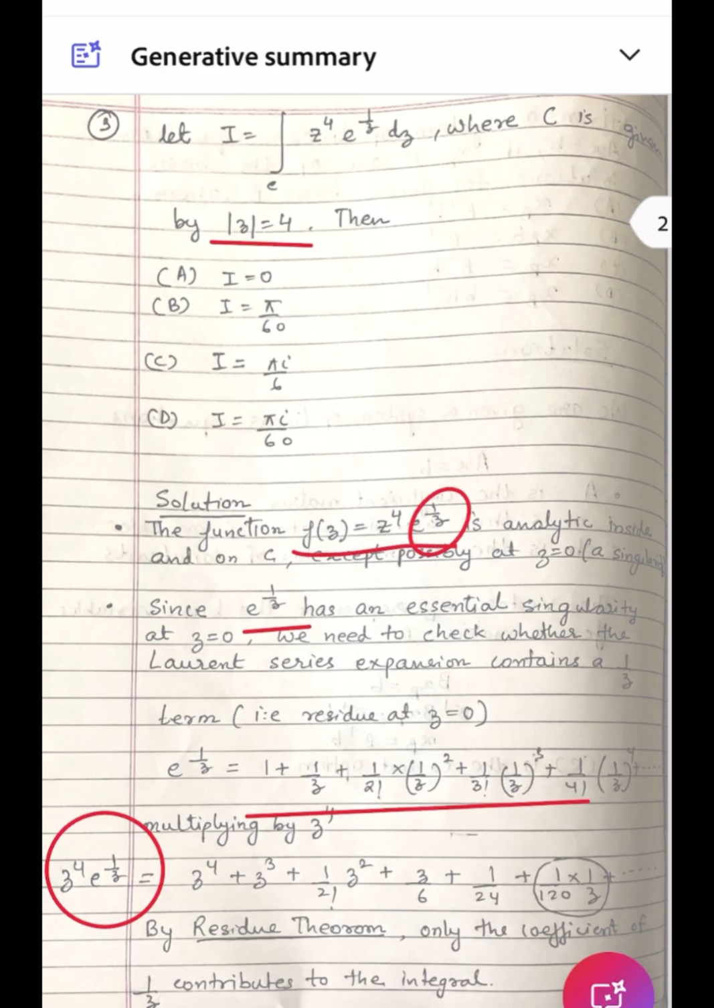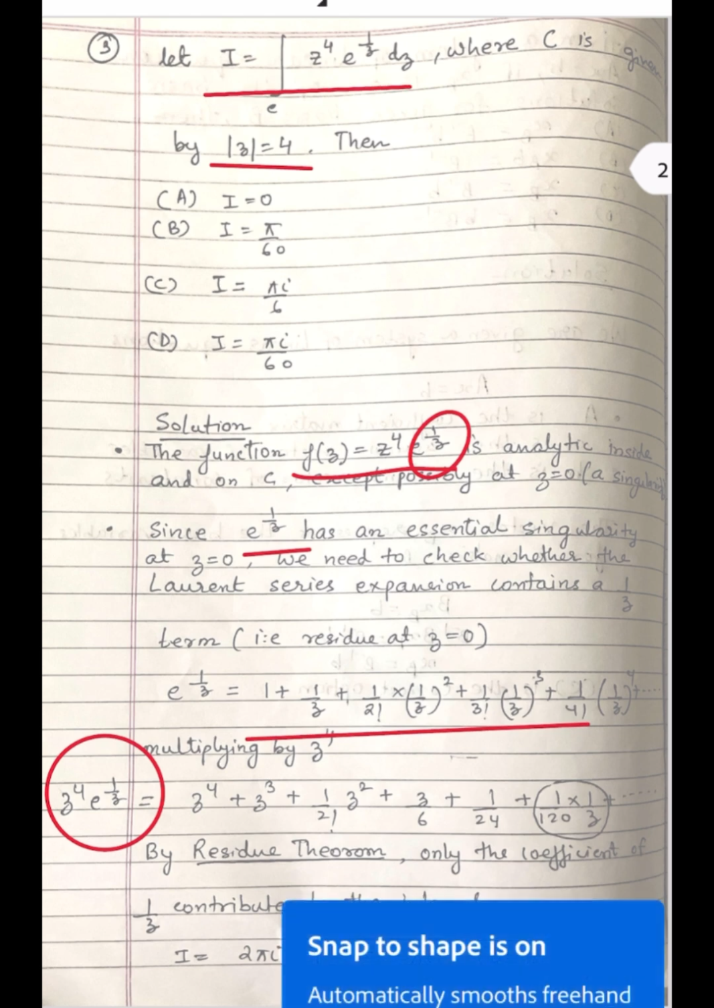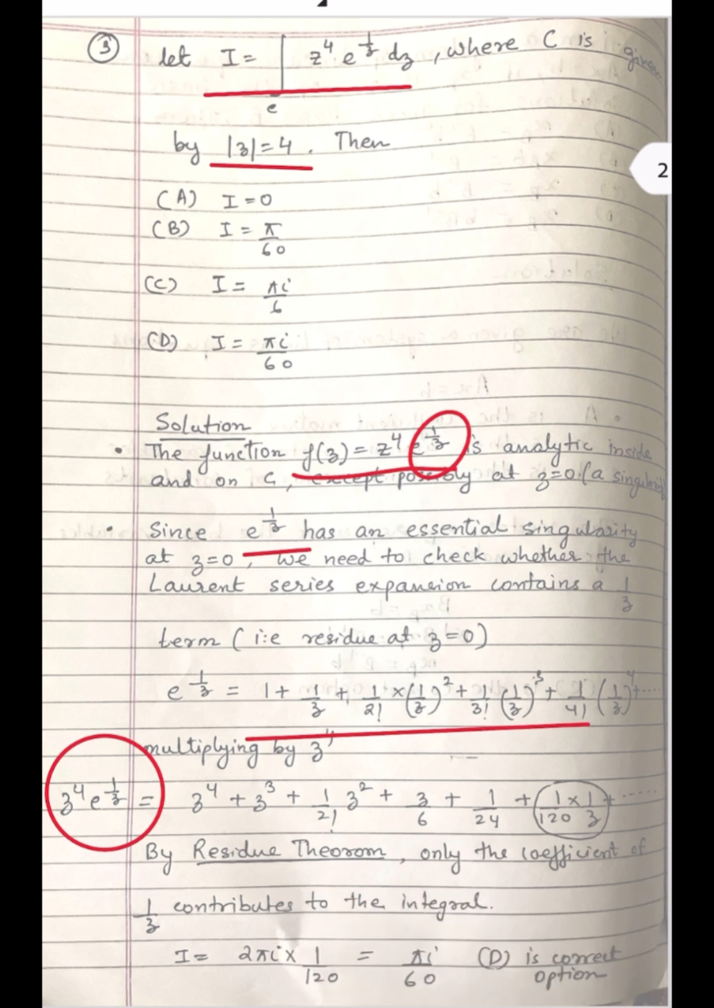Now we'll be solving problem number 3. This is a problem of complex integration. The question is, I is equal to the integral over contour C of z to the power 4 e to the power 1 by z dz, where C is given by mod z equals to 4. So this represents a circle of radius 4. So what will be the value of the integral? This is what we have to find out.